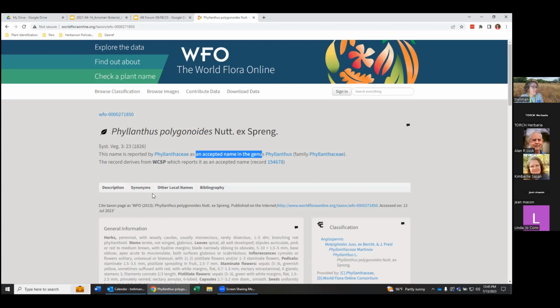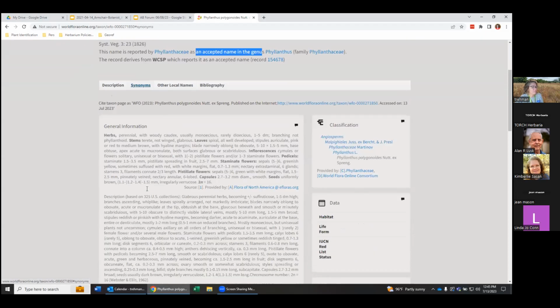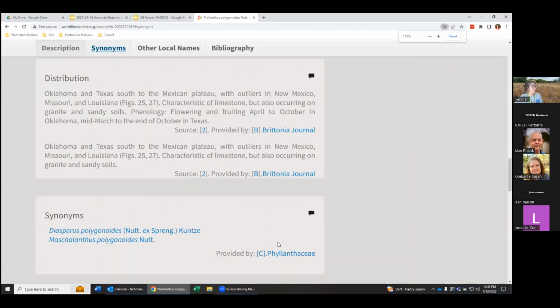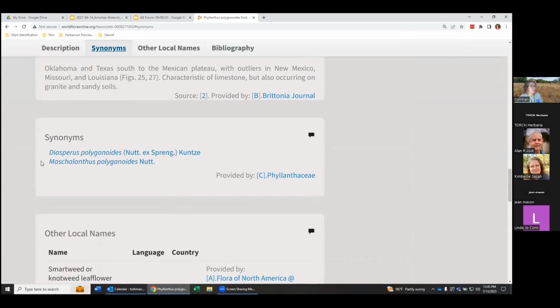If I click on this tab here, which says synonyms, you can go up here and, let me zoom in, you can see that even though today it's accepted as the species Phyllanthus polygonoides, in the past, it's gone by these two names, Diasporus polygonoides and Mascalanthus polygonoides. So the fact that the specific epithet, the second part of the binomial, has stayed the same is an indication that it's always been kept as the same species.